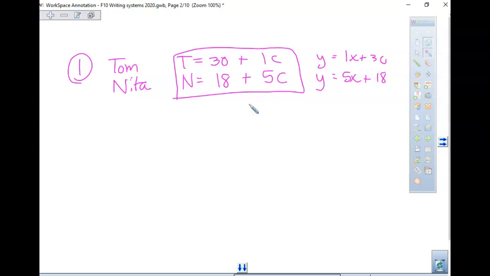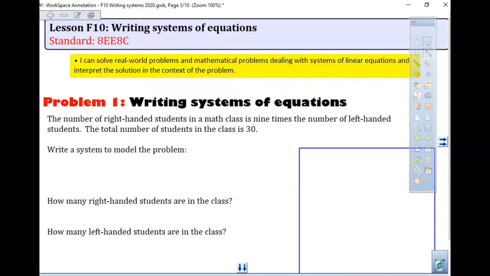If you would please right now turn in your notes, we are going to be on lesson F10 on page 22. So in 22, solving the real world, it says the number of right and left-handed students in a math class. So the number of right-handed is 9 times the number of left-handed. So already we're thinking, are there more right or left-handed people? There's more right-handed people, right? And it says there's a total in class of 30 people.